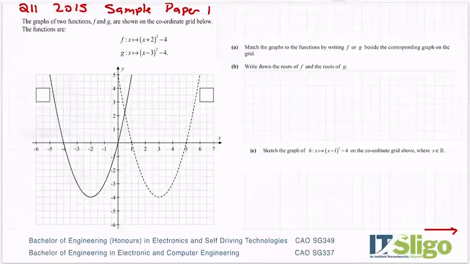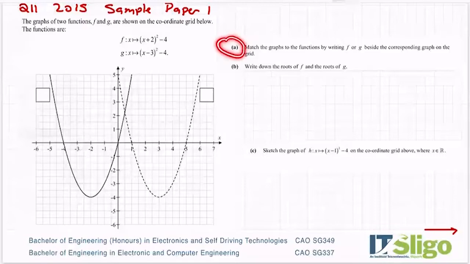Right. The final question I'm going to do in functions with you is this one off the sample paper, and it's a little bit unusual, a little bit hard, I think, for junior cert. It was as follows. The graph of two functions are shown on the coordinate grid below. The functions are f of x is equal to (x plus 2) squared minus 4, and g of x is equal to (x minus 3) squared minus 4.